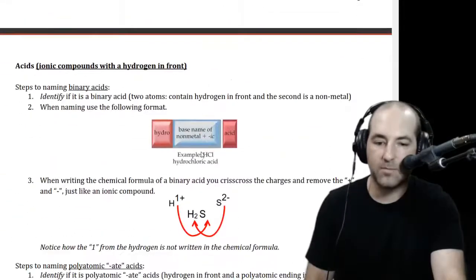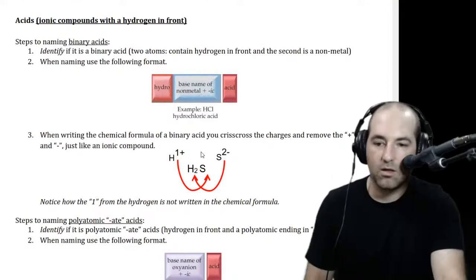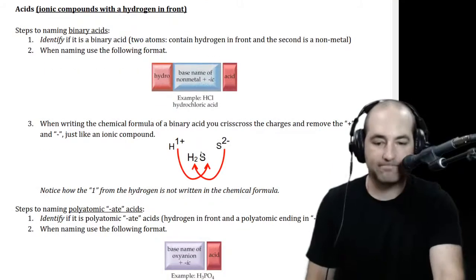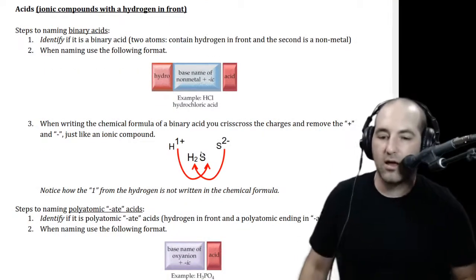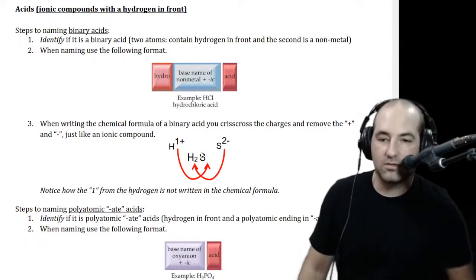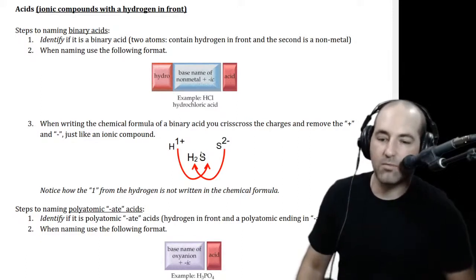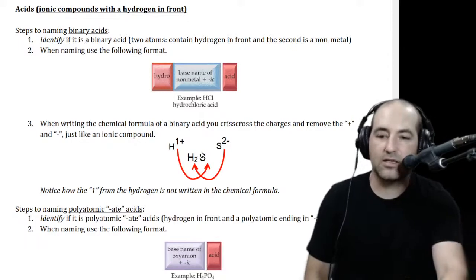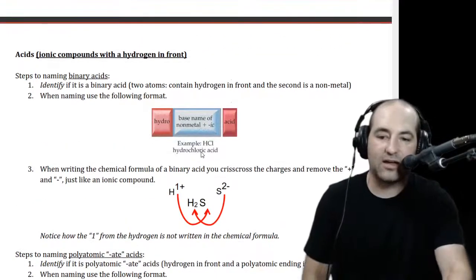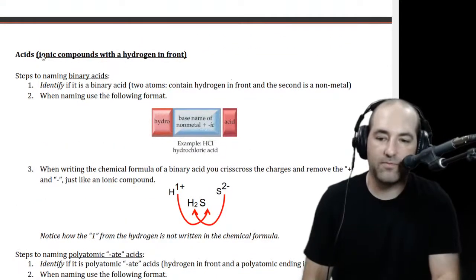So the last bit here is acids. And acids, you've probably heard of some of these names before. But the thing that's special about acids is they kind of act like ionic compounds with a hydrogen in front. And acids are not ionic compounds, they are covalent compounds, but they act like ionic compounds. So just to be correct here, I'm going to change this to "sort of."